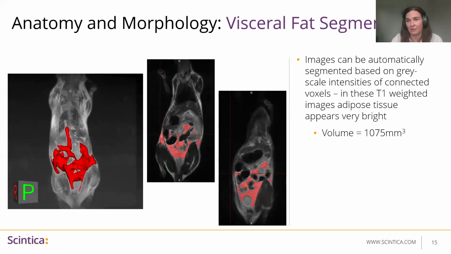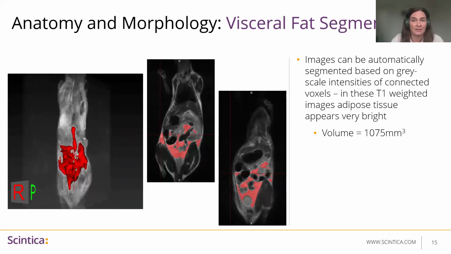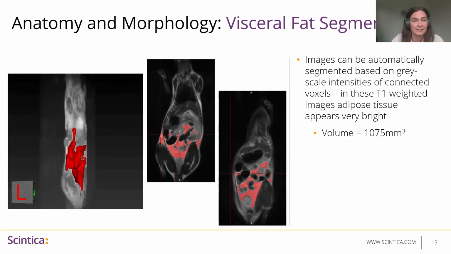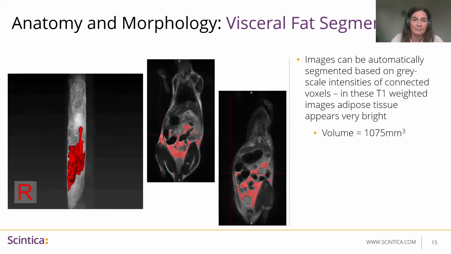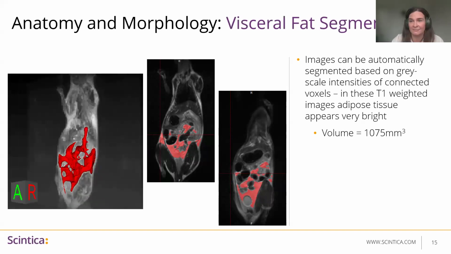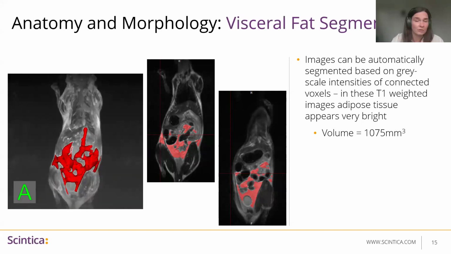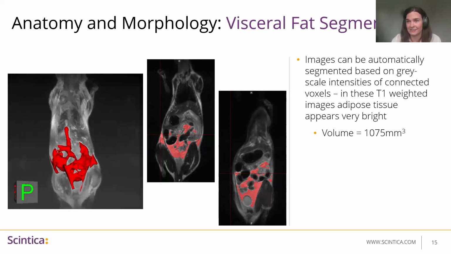We can also segment out areas like fat. So in this example, we've done an automatic segmentation based on grayscale intensities of the visceral fat. We're then able to quantify that volume and then able to either produce this in a longitudinal study or look in response to treatment or exercise.